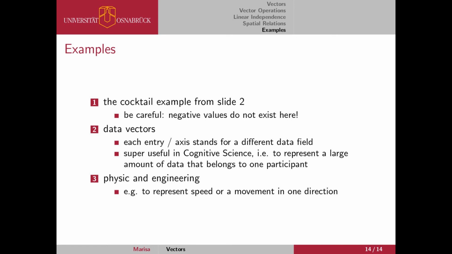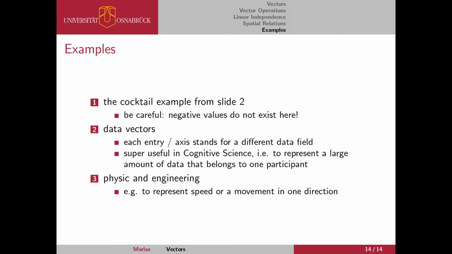In a data vector, each entry or axis stands for a different data field. And this is actually super useful in cognitive science. For example, when you want to represent a large amount of data that belongs to one participant in an experiment. So each participant or each trial could be represented by one data vector.